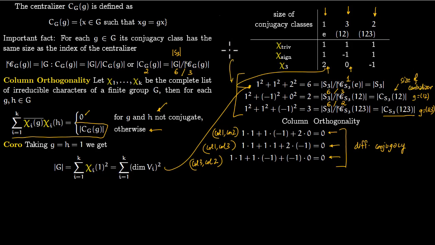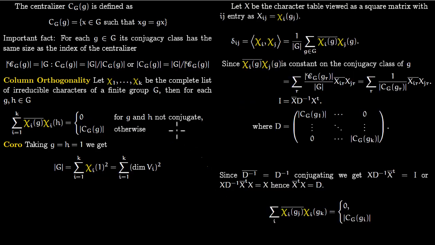Same conjugacy class. Now let us see the proof of column orthogonality. For the proof, you start by saying that let X be the character table, and this character table is a square, which we have seen before.